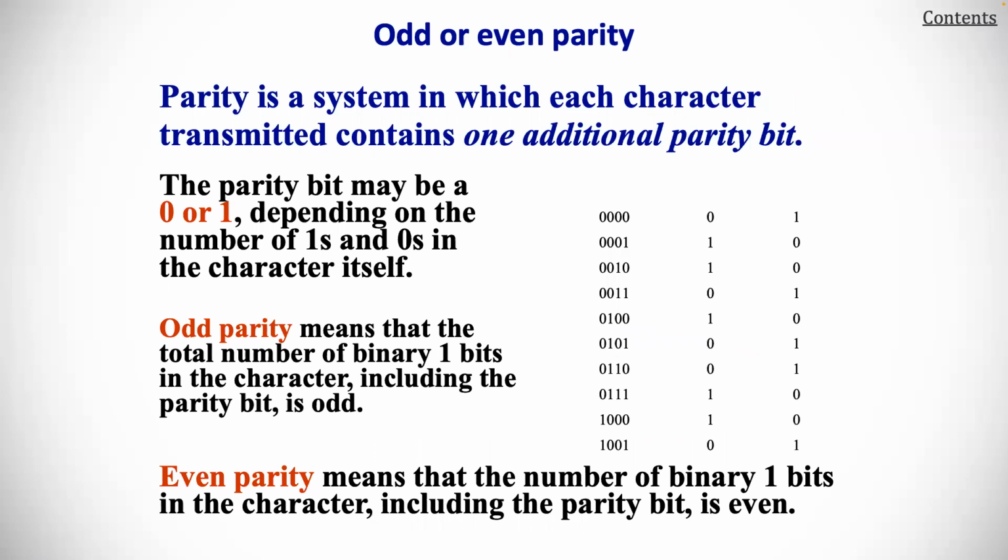Parity is a system in which each character transmitted contains one additional parity bit. The parity bit may be a 0 or 1 depending on the number of ones and zeros in the character itself. Odd parity means that the total number of binary 1 bits in the character, including the parity bit, is odd. Even parity means that the number of binary 1 bits in the character, including the parity bit, is even.